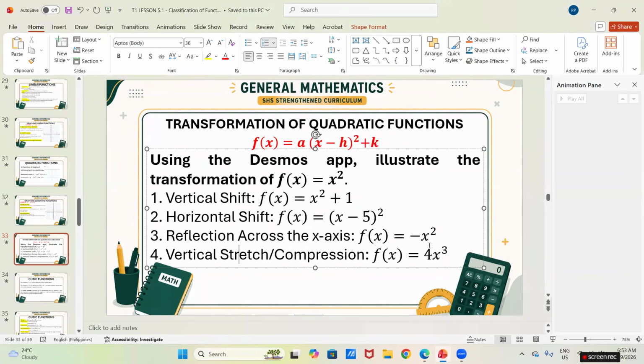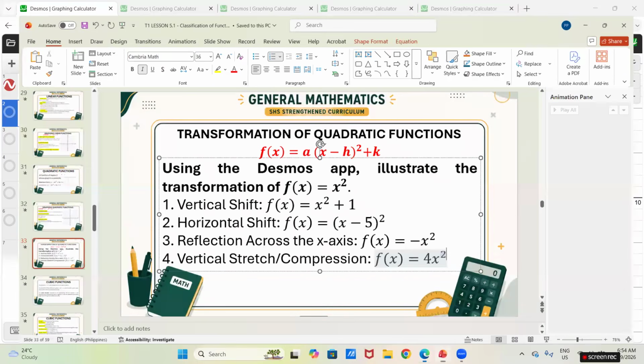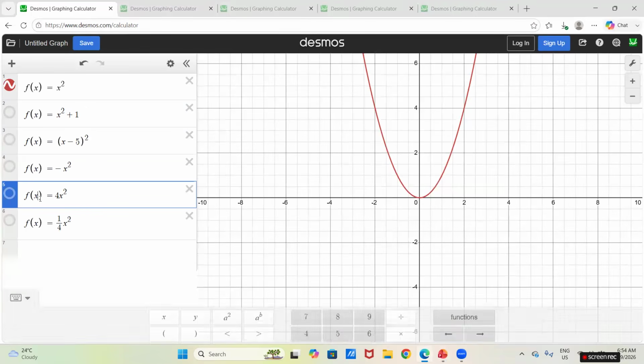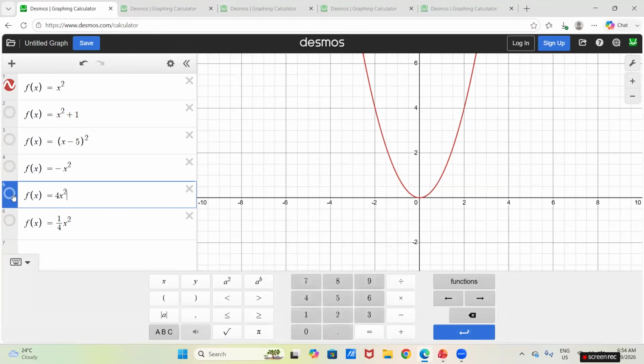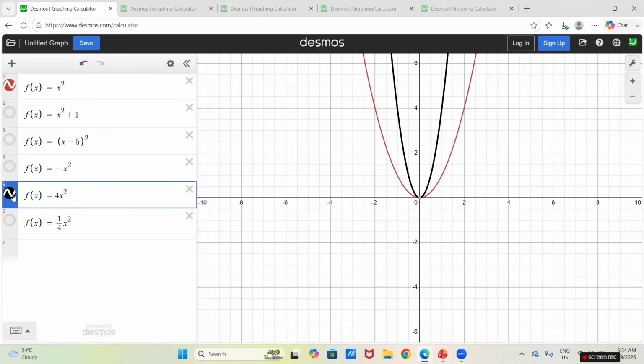The next type of transformation is what we call the vertical stretch. There will be a vertical stretch of the graph if we put an a value beside the x squared, so let's make it 2. So we have f of x is equal to 4x squared. Look at that one. It is a vertical stretch.